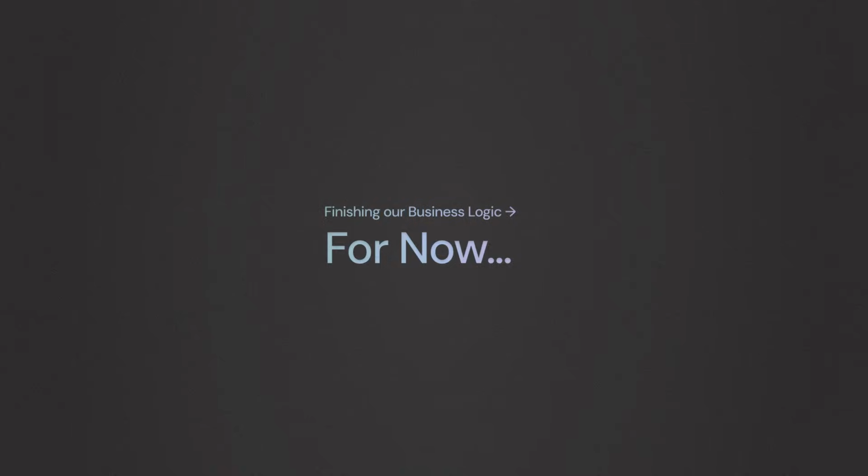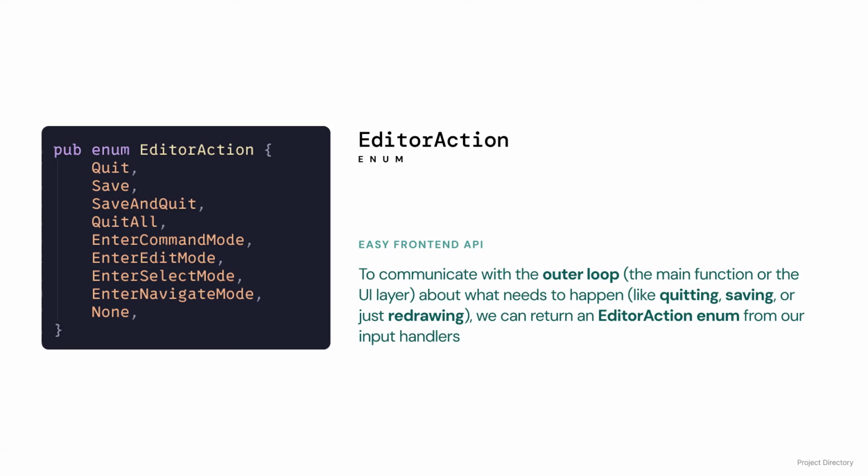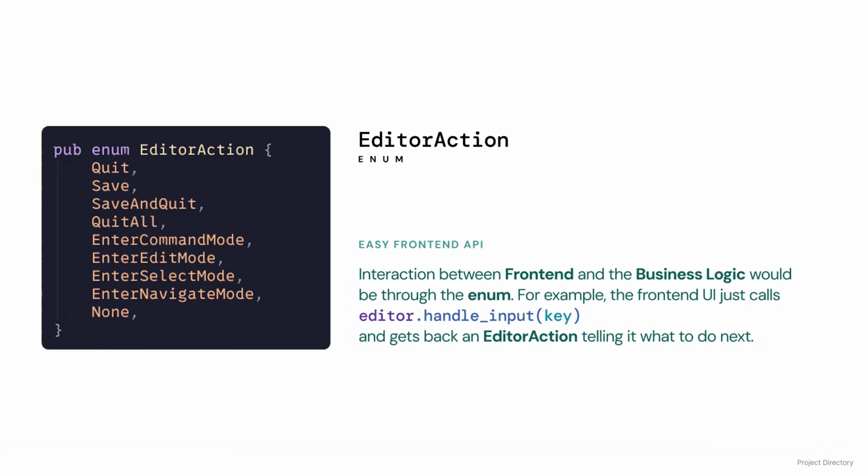Finally, to communicate with the outer loop, which is the main function or the UI layer, about what needs to happen, like quitting, saving, or just redrawing, we can return an EditorAction enum from our input handlers. This gives us a clean API for the frontend. The frontend just calls editor.handleInput and gets back an action telling it what to do next or if the state has changed.